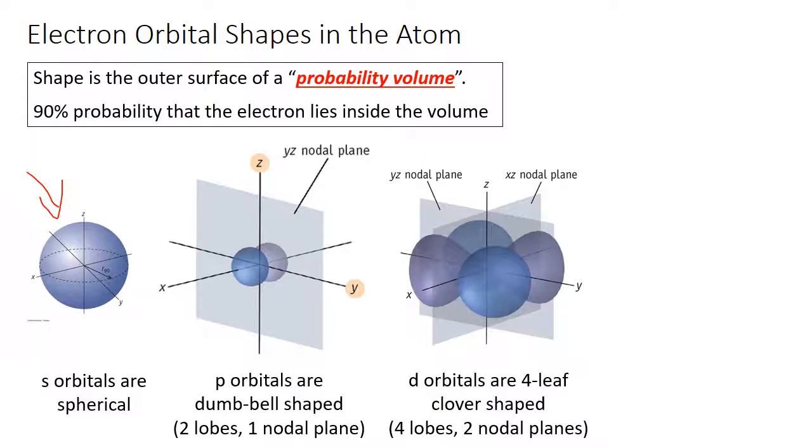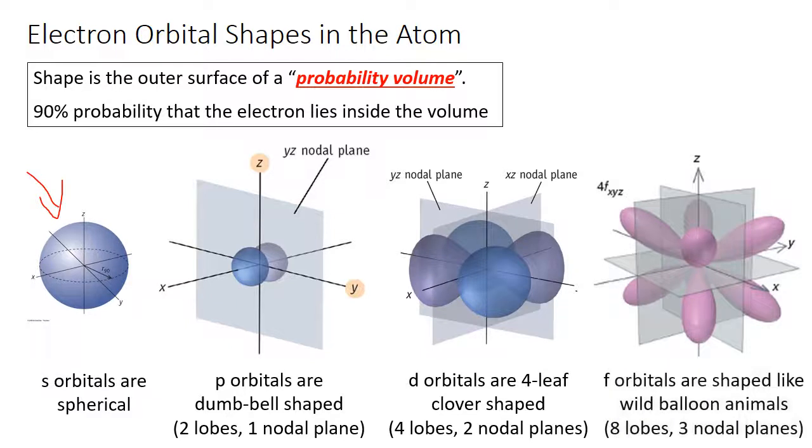Let's go then to L equals 2, which is the set of d orbitals. The d orbitals have a kind of cloverleaf shape. So there are 4 lobes, and we see that there are now 2 nodal planes. Again, the nucleus sits at the center of this plot, and the electron in a d orbital has a 90% probability of being inside this overall volume that we show somewhere.